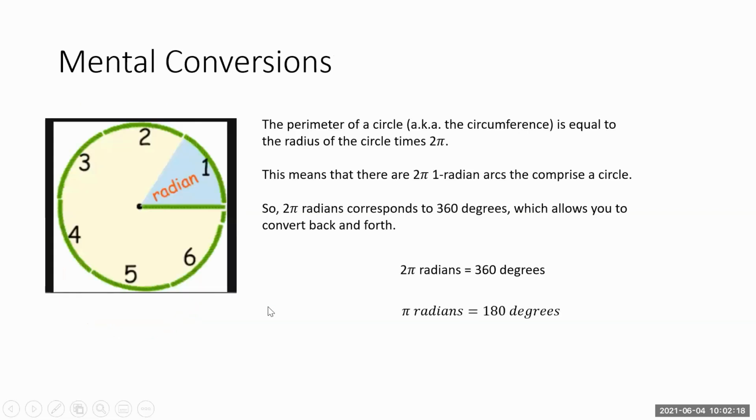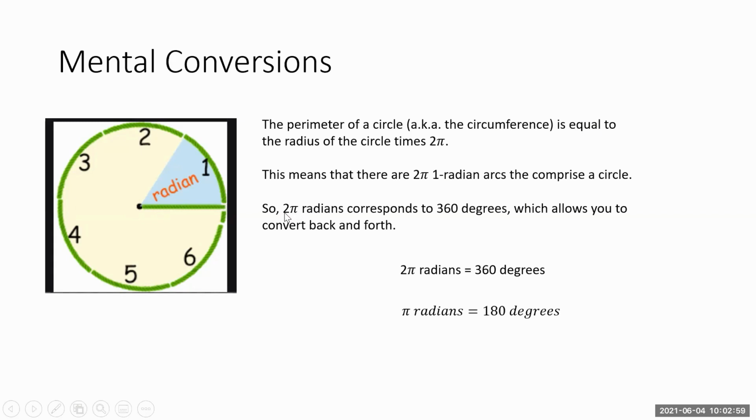Now, mental conversions. The perimeter of a circle, which we call the circumference, is equal to the radius of the circle times 2 pi. That's the definition from geometry class. So that means there are going to be 2 pi 1-radian arcs that comprise the circumference of a circle. You can see this here. Here's our 1 radian angle, so we have an arc that's equal to the radius of the circle. If we go around, there's going to be a little bit more than 6 of those: 1, 2, 3, 4, 5, 6, and a little bit extra to make up the circumference of the circle. So there are a little bit more than 6 of these 1 radian angles that go all the way around the circle.